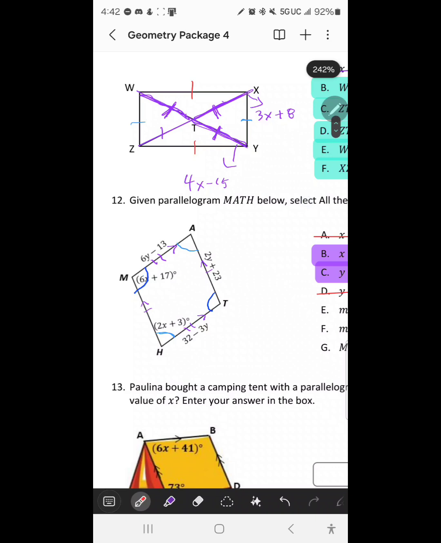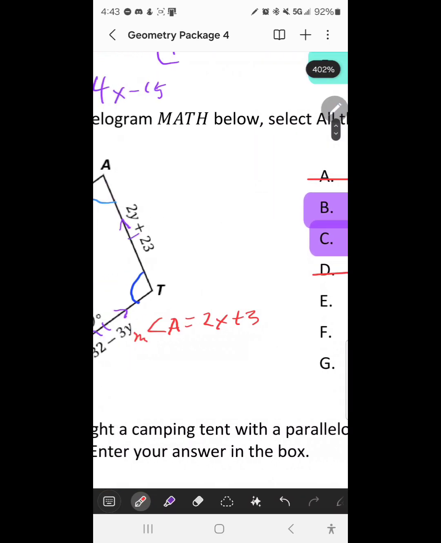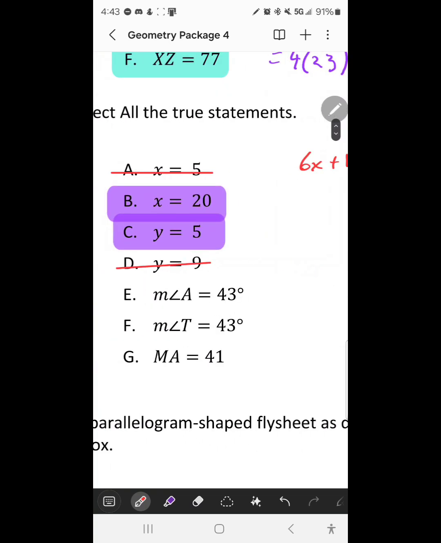Now they say measure of angle A. So angle A is equal to angle H, and angle H is 2x plus 3. So we measure angle A equal to 2x plus 3. And we have the value of x, so this is going to be equal to 2 times 20 plus 3. 2 times 20 is 40, so it will be 40 plus 3. And then this will be 43. And that's the value? Yes, we are right.